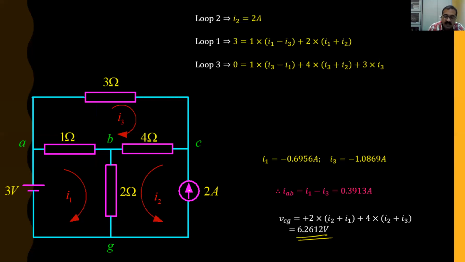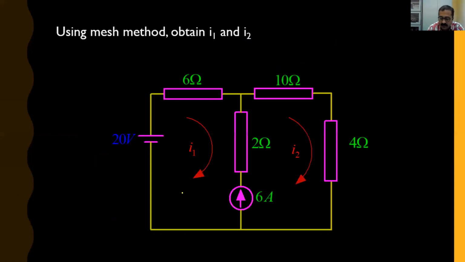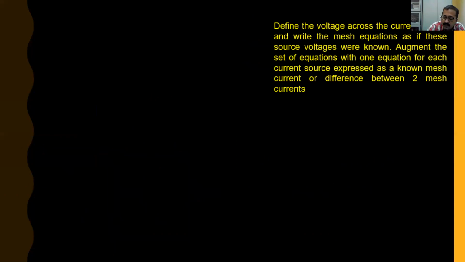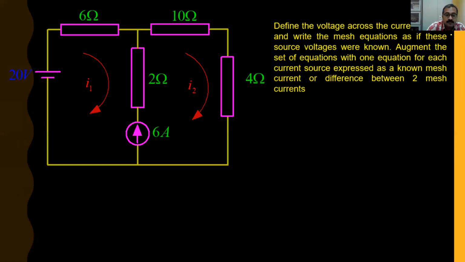So in this case, we had a current source which was common to only one loop, so there was no issue. Now let us take a case where we have a current source common to 2 loops. You can see here, this 6 ampere source is common to loops 1 and 2. So what we have to do is define the voltage across the current source and write the mesh equations as if these source voltages were known, then augment the set of equations. Okay, we'll come to that later.